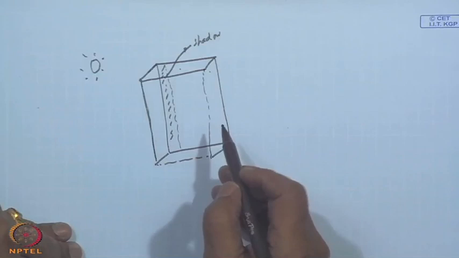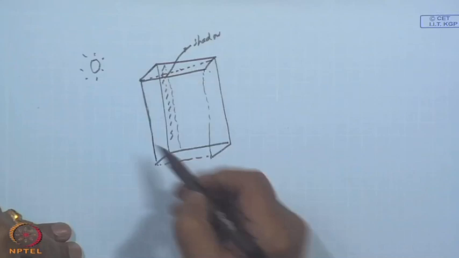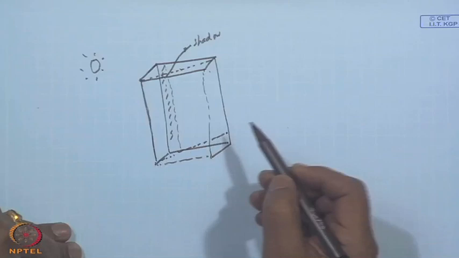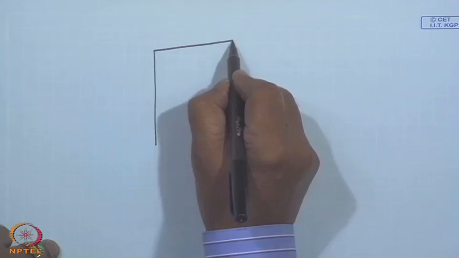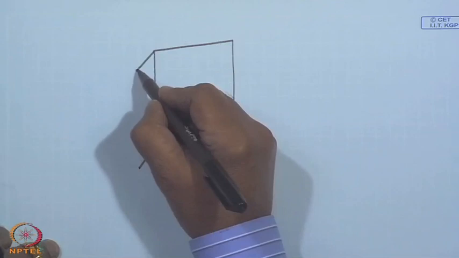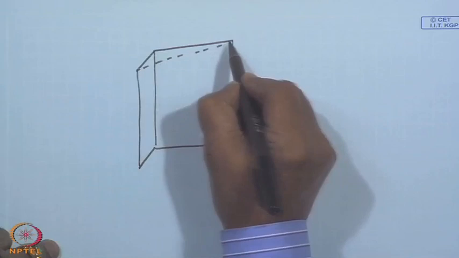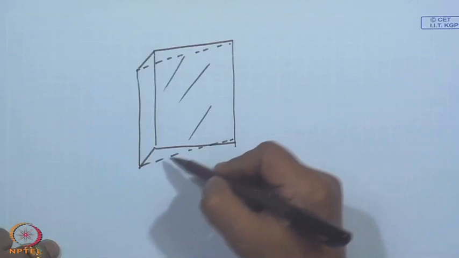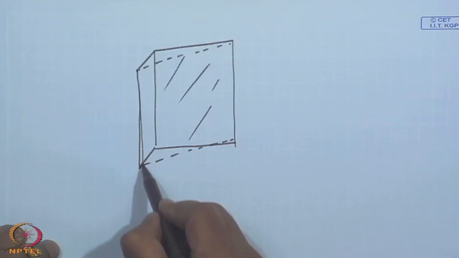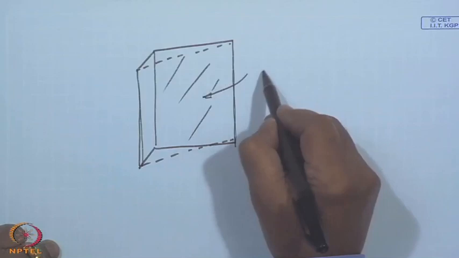And now, a similar concept can be extended. You join one edge of the wing wall to the base of the window on the other side, and that becomes, let me show only one of them so that it will be clear. So, this is your window and this is your wing wall. So, from here this will be your shading plane, okay, the one that joins the edge of the wing wall to the base on the other side of the wall. So, this is the shading plane for the wing wall.